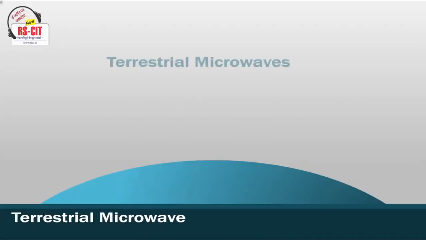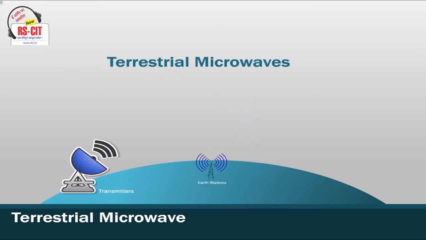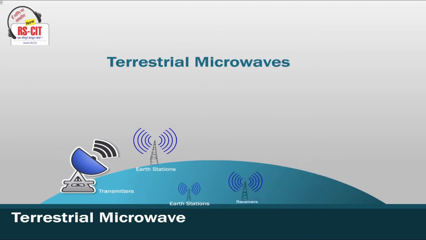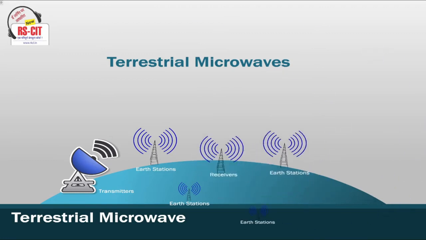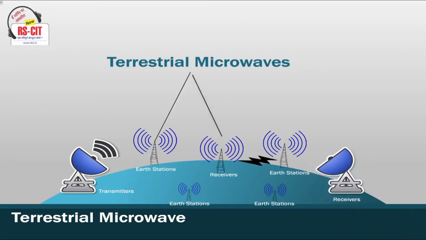Terrestrial microwave. Terrestrial microwave communication uses earth-based transmitters and receivers resembling satellite dishes. Terrestrial microwaves are in the low gigahertz range, which limits all communications to the line of sight. Relay stations are spaced approximately 48 kilometers, that is 30 miles apart.